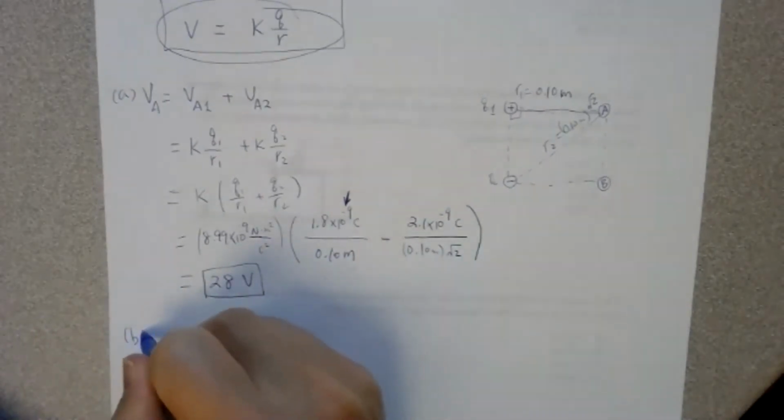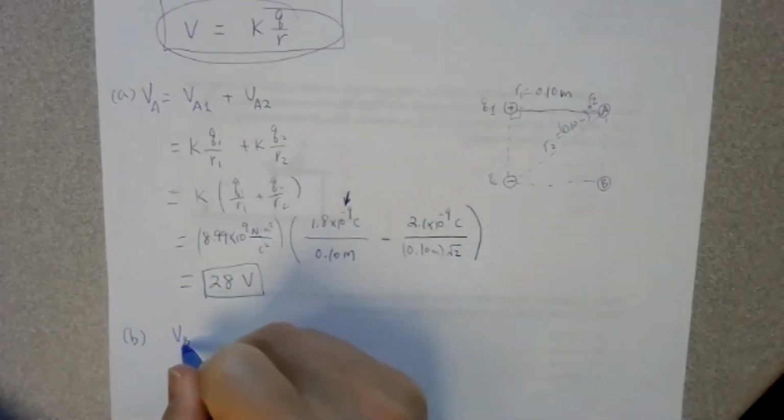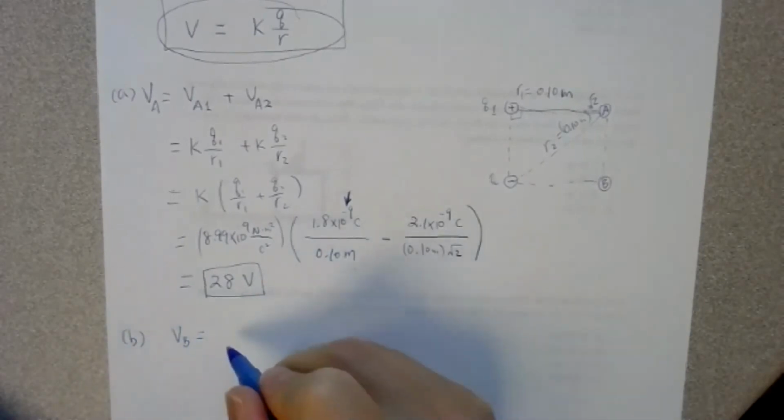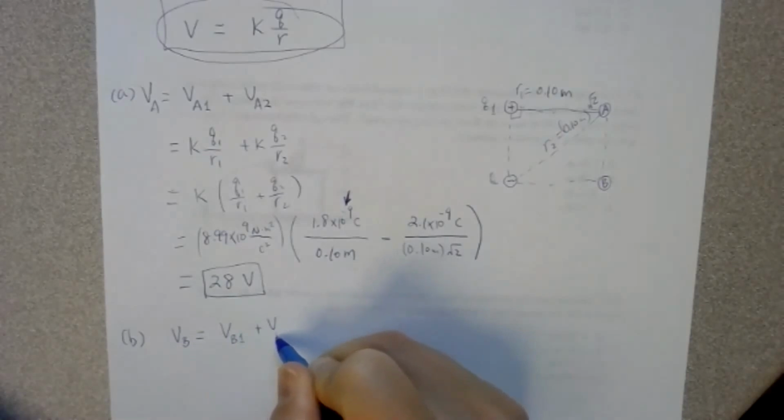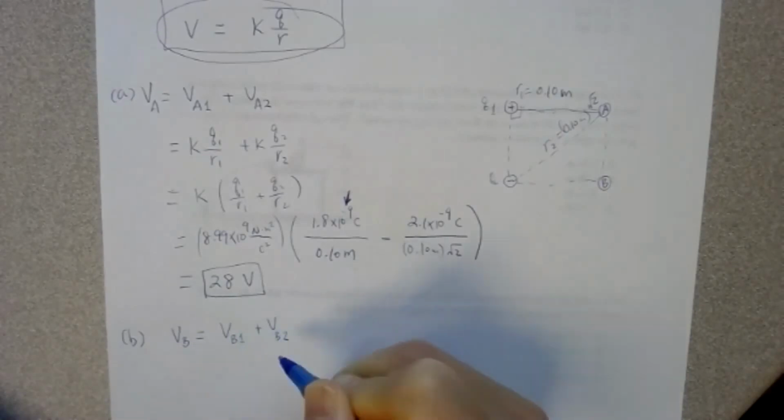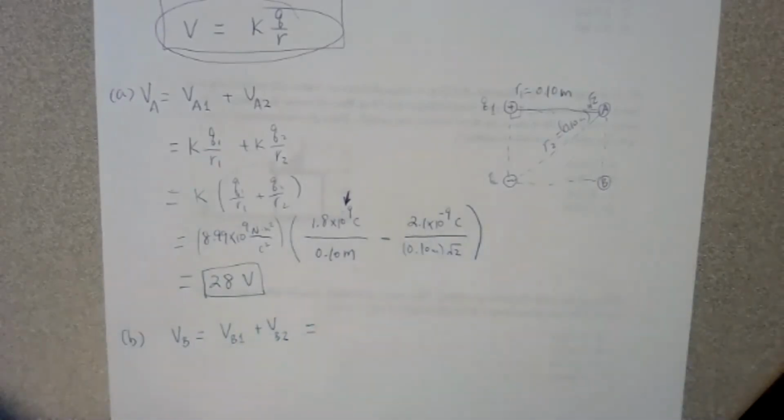It's asking again, what's the potential at point B? This would be equal to the potential at point B due to charge 1 plus the potential at point B due to charge 2. Q1 and Q2 are the same.